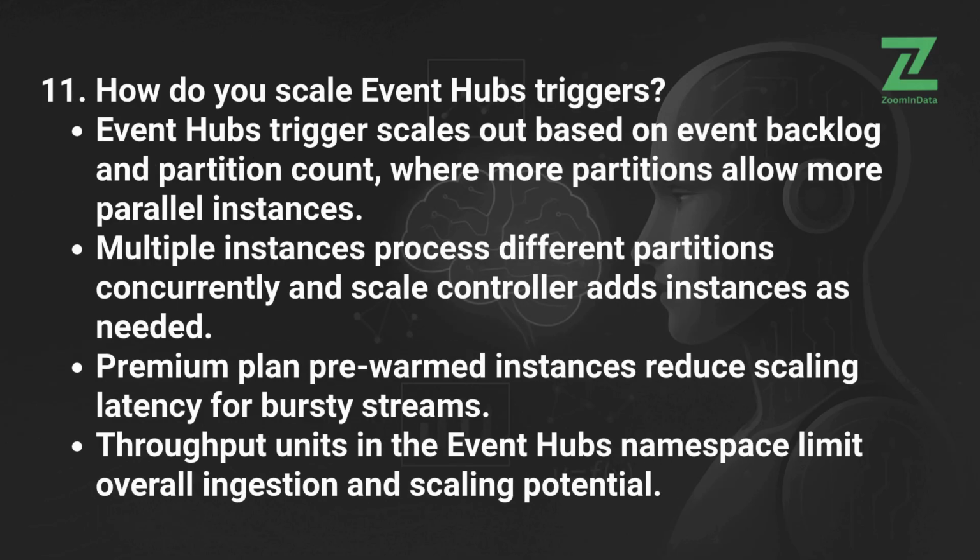11. How do you scale Event Hubs triggers? Event Hubs trigger scales out based on event backlog and partition count, where more partitions allow more parallel instances. Multiple instances process different partitions concurrently, and the scale controller adds instances as needed. Premium plan pre-warmed instances reduce scaling latency for bursty streams. Throughput units in the Event Hubs namespace limit overall ingestion and scaling potential.